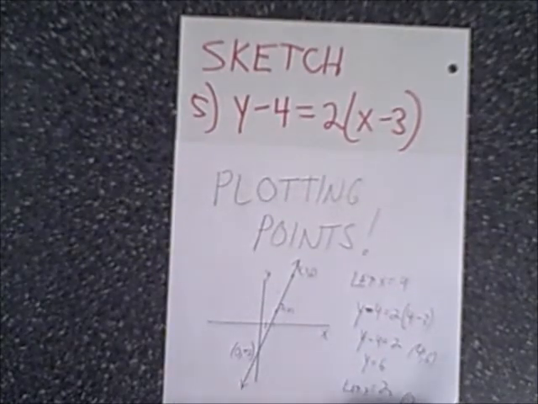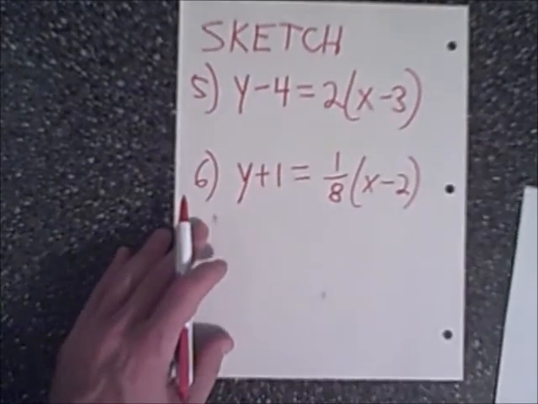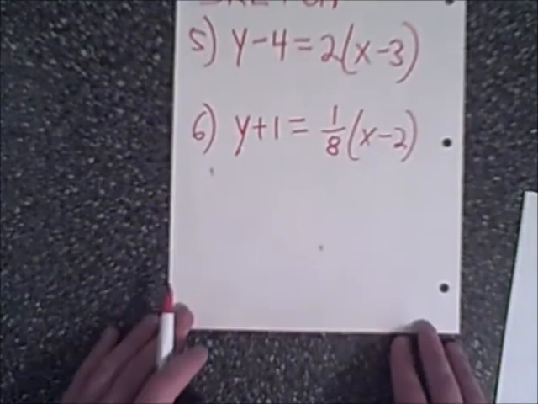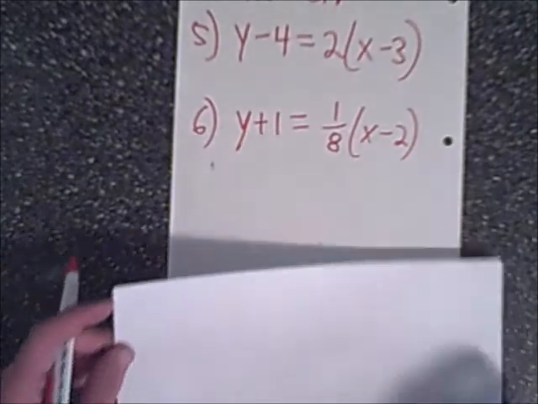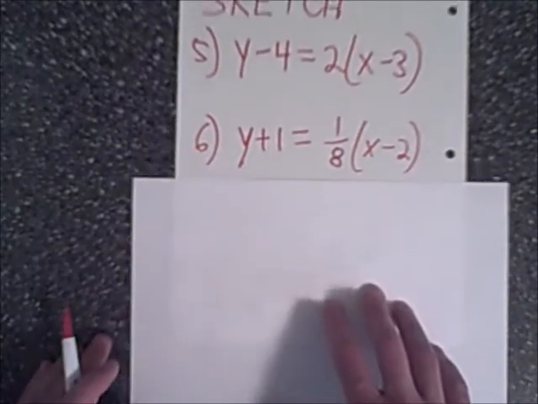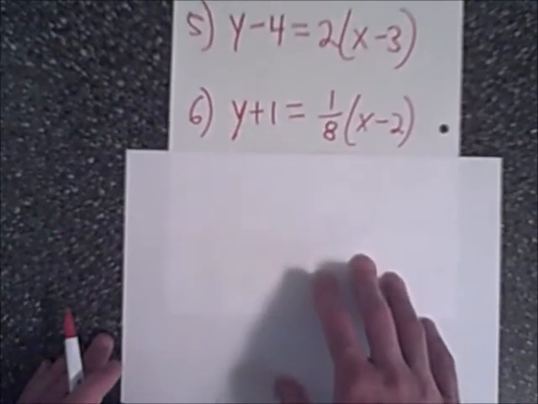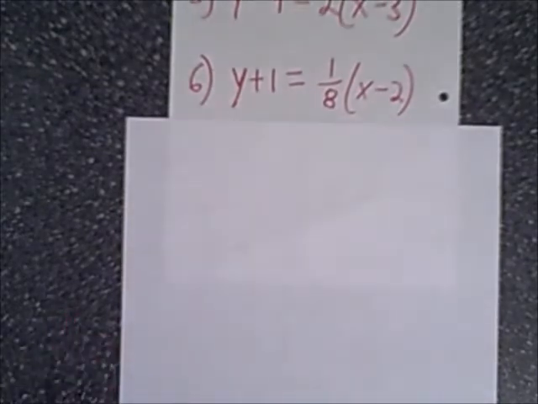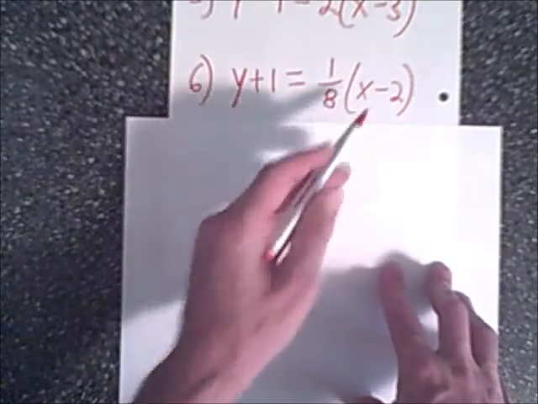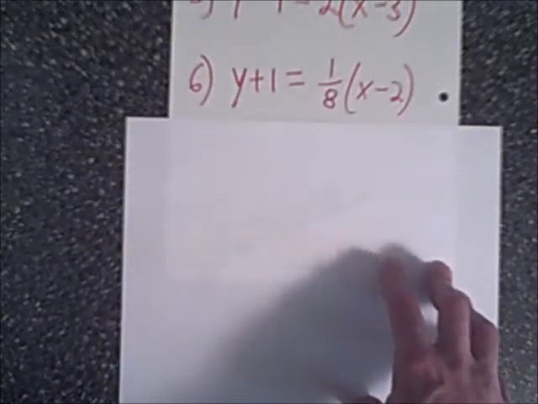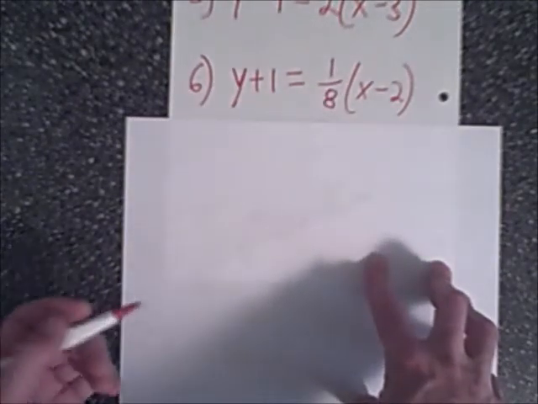Okay? In our second example, we have y plus 1 equals a quantity 1/8 times x minus 2. And same thing, we just pick a couple points we're going to use. And what I'm going to do in this case is, to make life easier, I'm going to pick a value that is a multiple of 8 just to make the math a little bit easier.